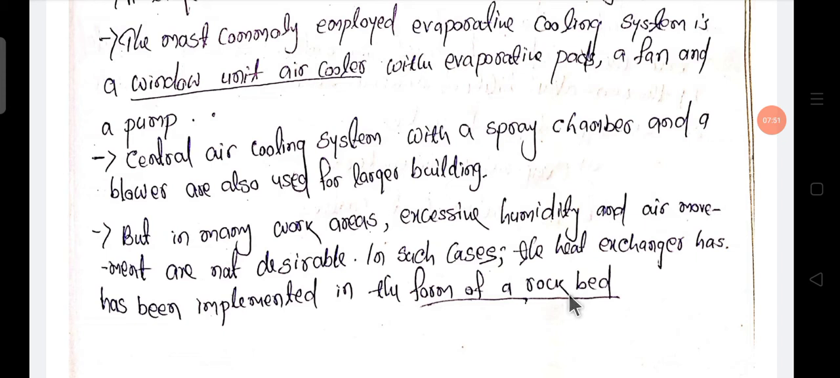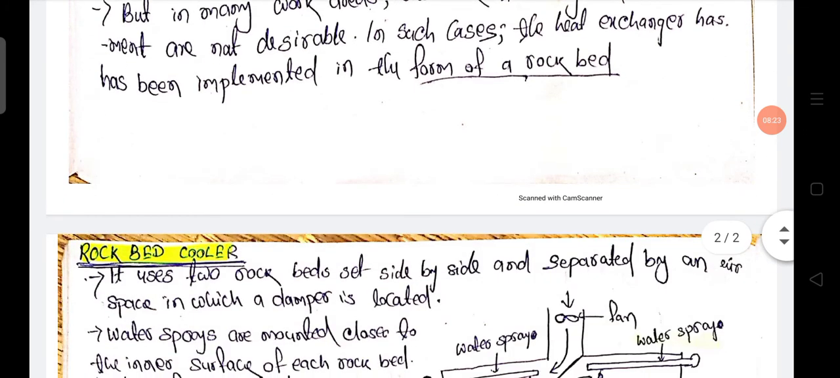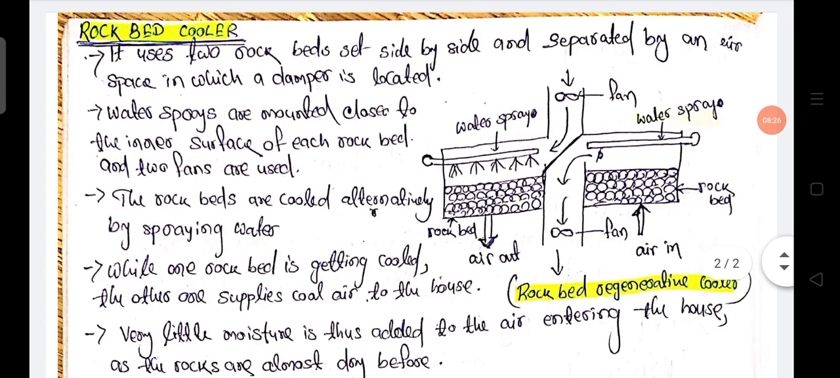That means for reducing the humidity in the cooled air, we use a heat exchanger, and that heat exchanger may be implemented in the form of a rock bed. Now let's see what a rock bed cooler is.